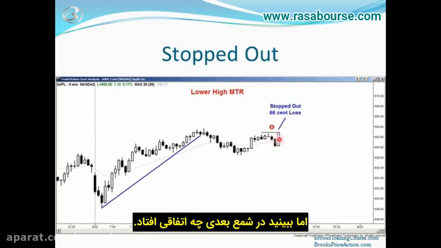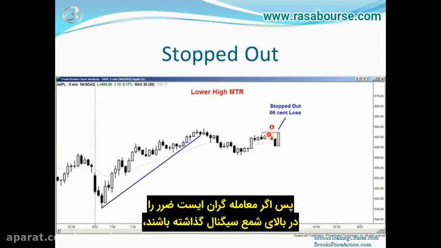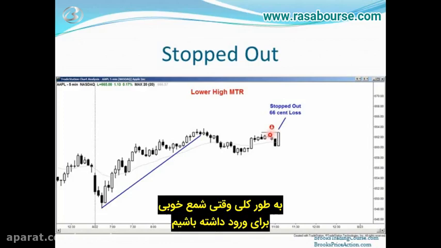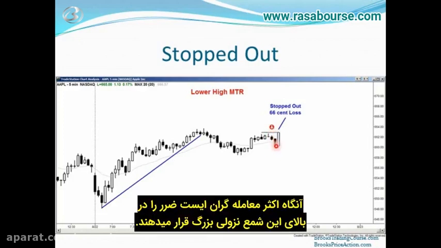But look what happened on the very next bar. Okay, a huge bull breakout bar. It went way above the bear bar, and it also went above the signal bar. So if traders relied on a stop above the high of the signal bar, they were stopped out with a 66-cent loss.